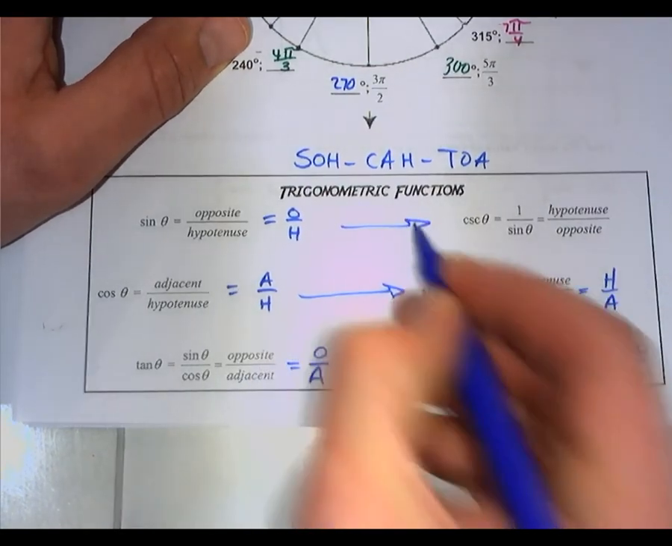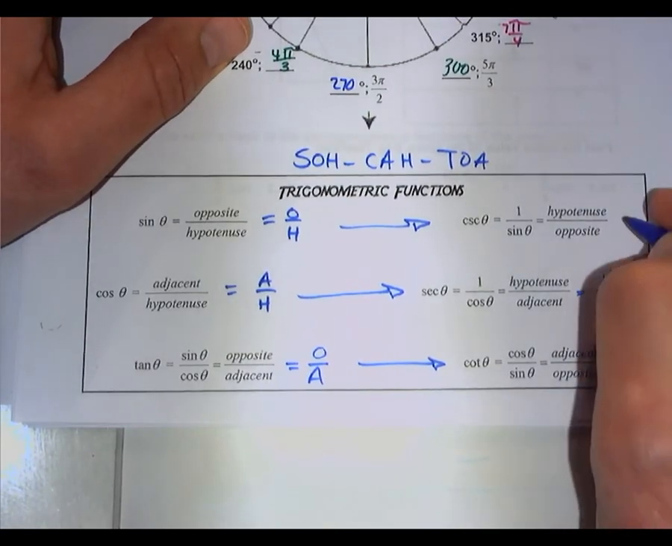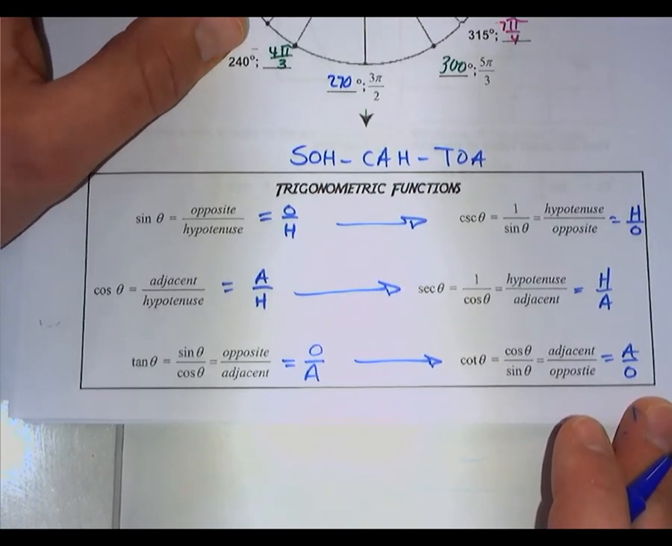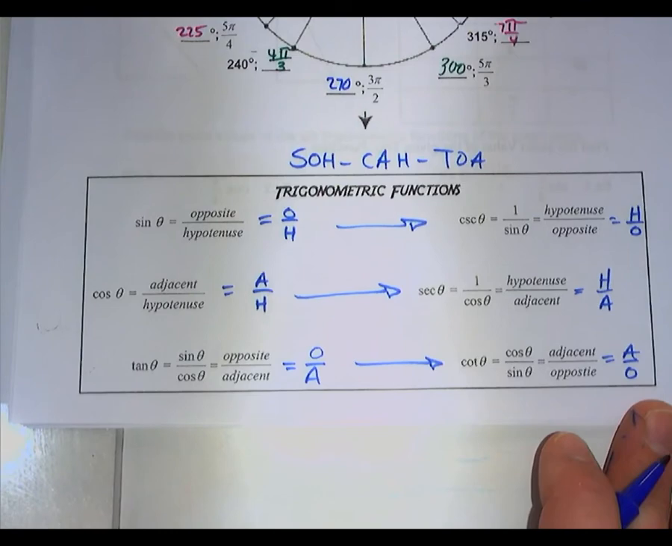Last but not least is cosecant. CSC is cosecant, 1 over sine. This is Santa's favorite one. Ho, ho, ho. H over O. All right, so we should have those down. We learn those in 8-1.